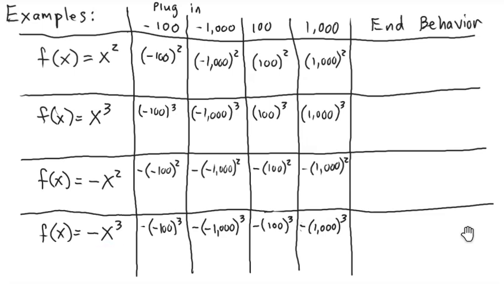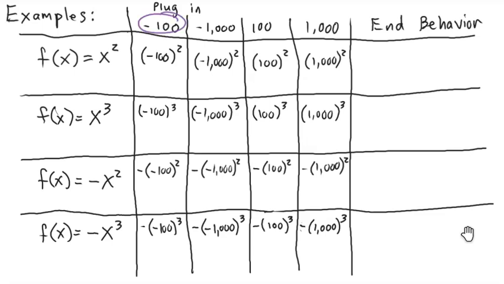So what we're going to do is plug in negative 100, and then plug in negative 1,000 to see what happens on the left side of each function. Then we're going to plug in positive 100 and then positive 1,000 to see what's going to happen on the right side of the function. Then we're going to record end behavior.